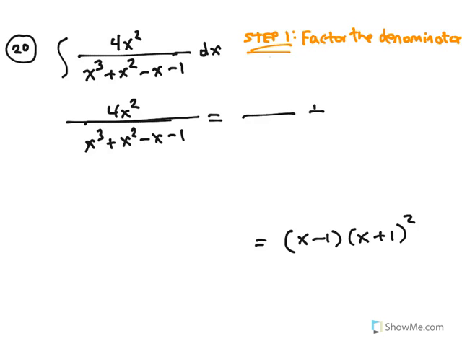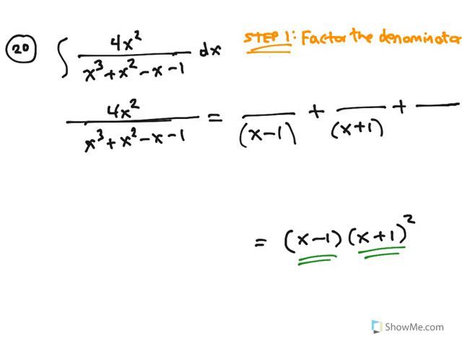And you will have the denominators of each partial fraction as follows. The denominator of the first partial fraction will be just x minus 1. The denominator of the second partial fraction will be just x plus 1. And the denominator of the third partial fraction will be x plus 1 to the second. And the numerator of each partial fraction will be just constants a, b, and c.